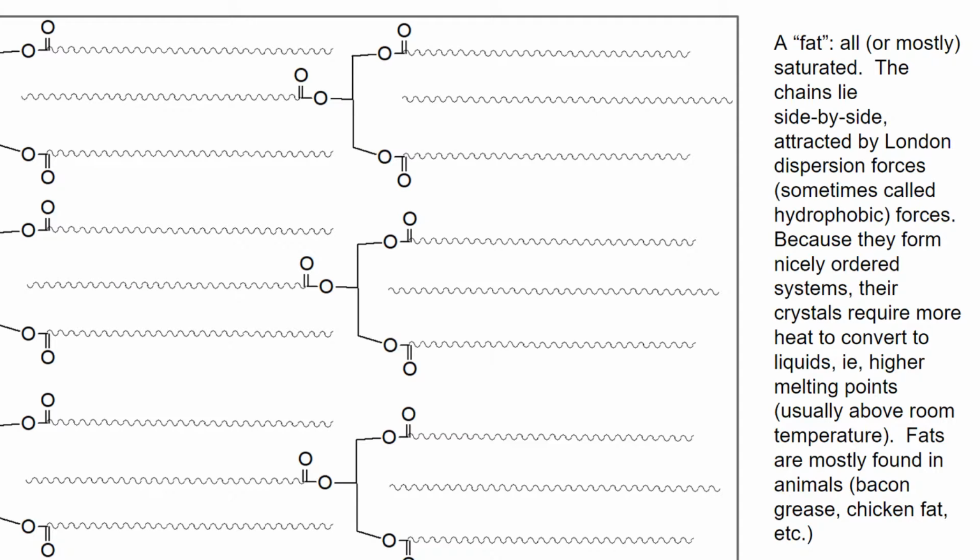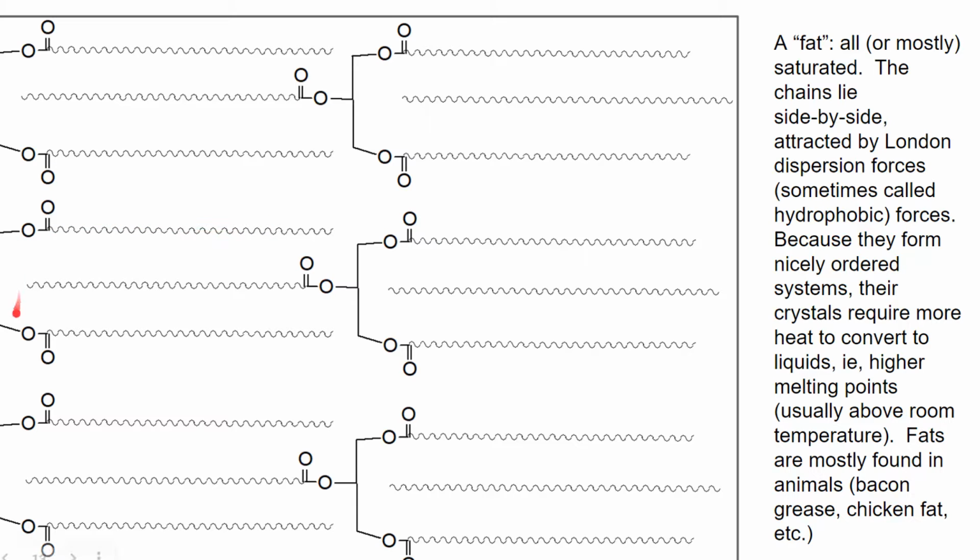Now, what's the difference between a fat and an oil? Well, a fat, as I've said before, is all or mostly saturated. So all of these fatty acid groups are saturated, so they would be lauric, myristic, palmitic, or stearic. And they lie down side by side in a real life situation. These long chains all just kind of form ladders. And so notice that this one has a long chain here, and then also another long chain here, and another long chain here. So this would be a triglyceride molecule.